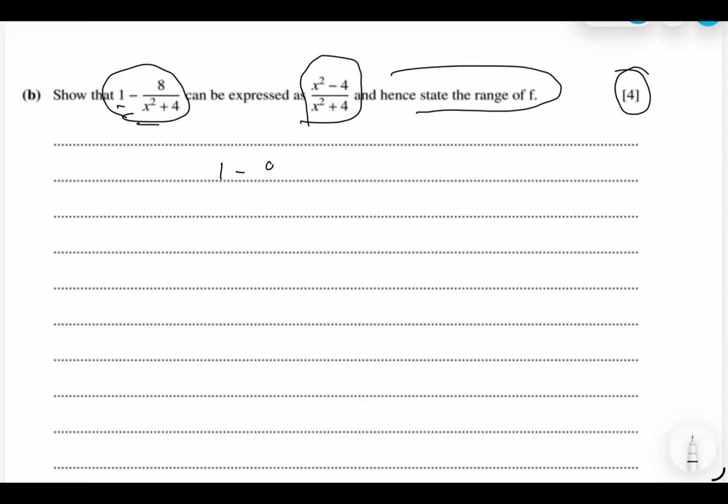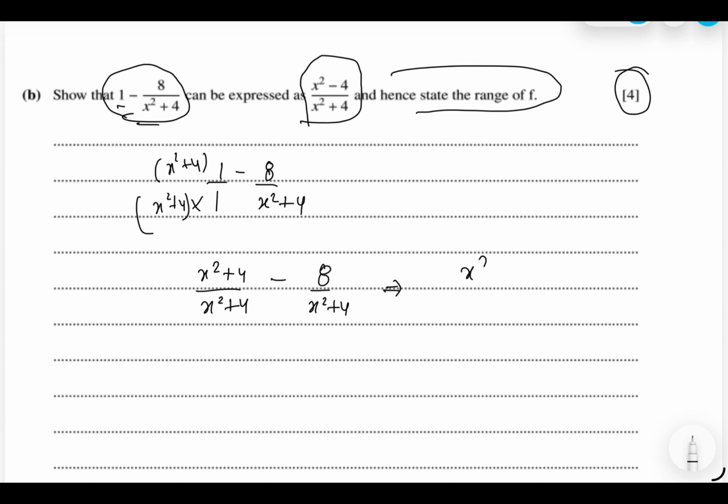So we have 1 minus 8 upon x square plus 4. Let's take LCM. Multiply the denominator also by x square plus 4, so we have to multiply the numerator as well. So it will become x square plus 4 upon x square plus 4 minus 8 upon x square plus 4. Okay. Now the denominators are same. So we will have x square plus 4 minus 8.